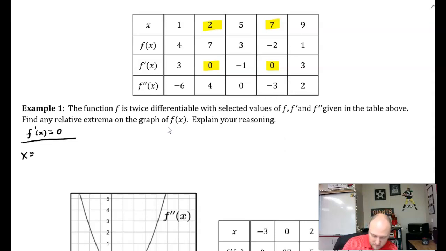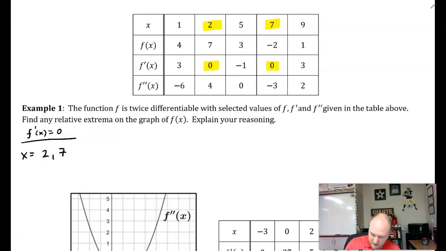I'm also looking for where my function is undefined. Is it undefined anywhere? Well, this table of values doesn't tell me that, okay? So I have two candidates here, and then I want to determine what are they? Are they a maximum or a minimum?